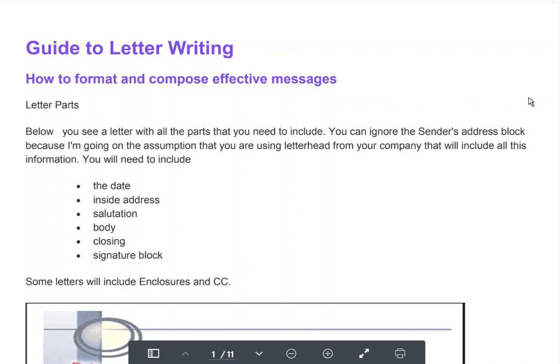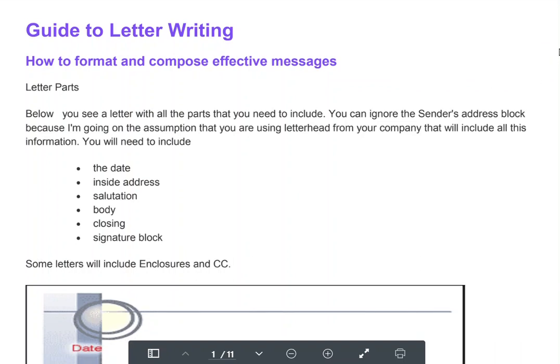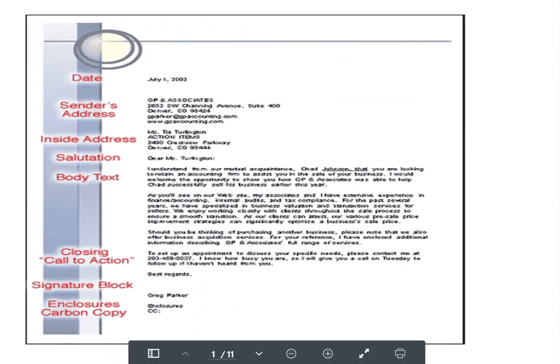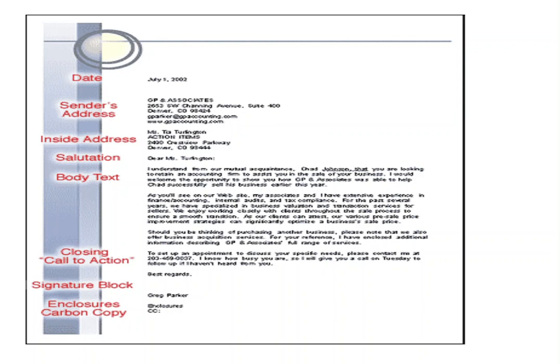Okay, so here's a little lecture that I put together, just some things about letter writing. You can see the parts of the letter here, the date, the inside address, and this is how it should look. Basically, you don't normally have the sender's address because you usually use letterhead, but you can note this letterhead does not include any address or contact information, so it has to be typed in the letter.